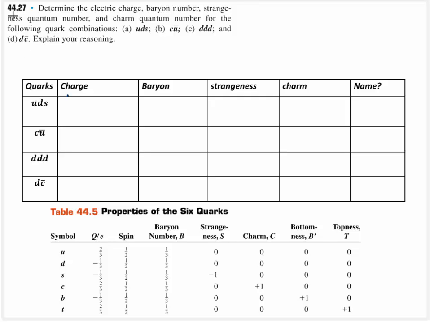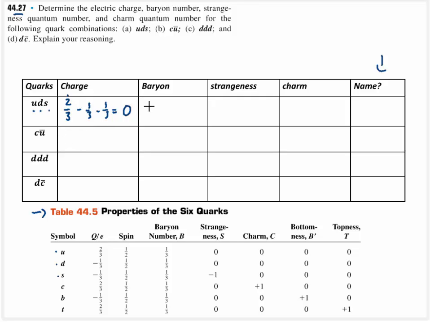Now let's play around with some quarks, and following 44.27 we're looking for charge, baryon number, strangeness, and charm number for the following combinations, and I added a little table for name just for fun. So all we're really doing is we're taking a look at this table right over here, and we're looking for quark U, D, and S. So this can be essentially a U plus a D plus an S. So the charge is going to be 2/3 E minus 1/3 E minus 1/3 E, and that's going to give us a charge of 0.